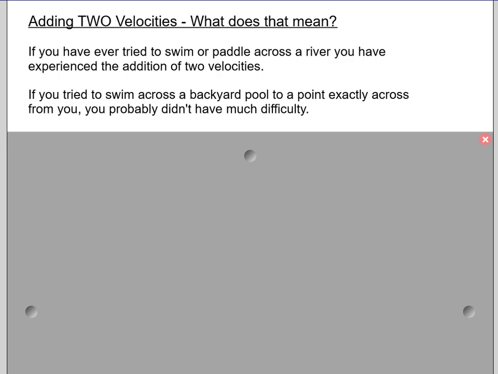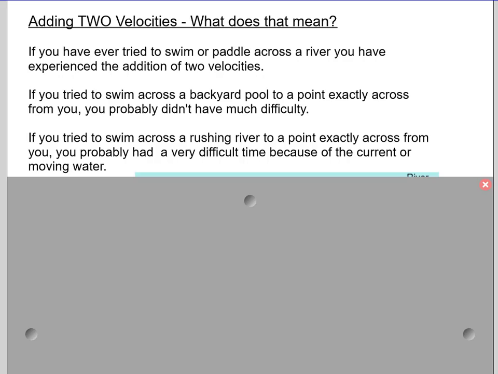Okay, so if you're in a backyard pool with no moving water and you tried to swim straight across it and you picked a point on the other side, it would be easy for you to swim straight across to that point. You wouldn't have to do anything else differently. If you tried to swim across a rushing river, though, to a point exactly across from you, you probably had more difficulty and you probably ended up downstream because the water would wash you downstream. And that is the combination of 2 velocity vectors.